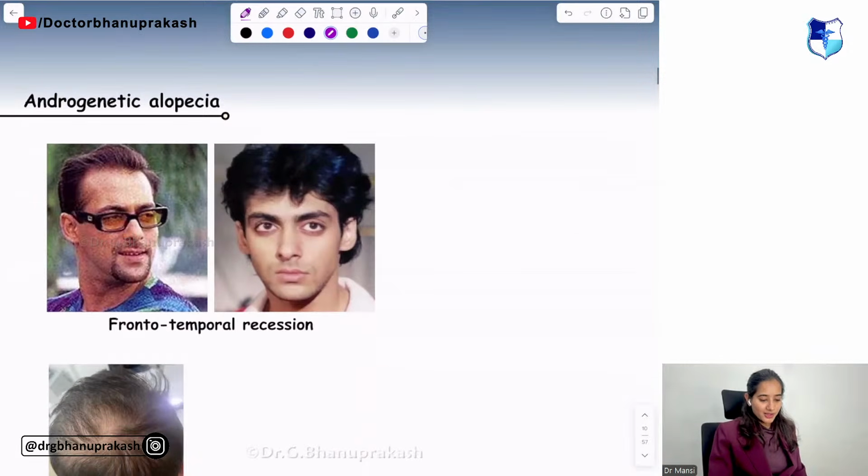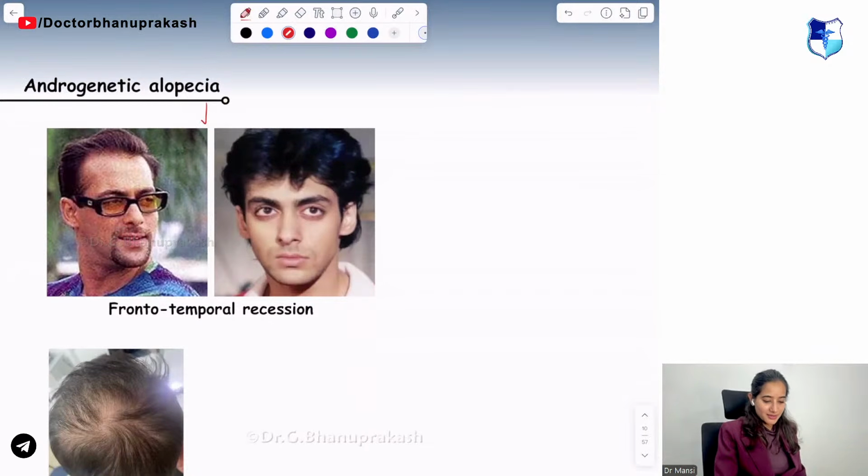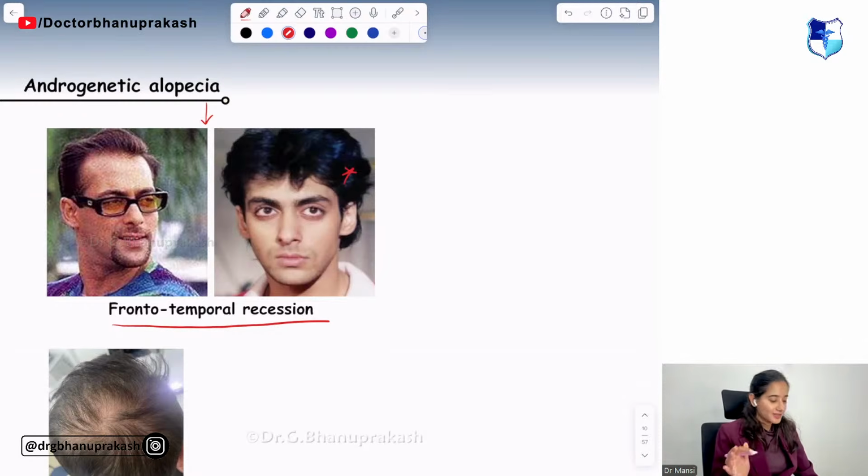Then we have androgenetic alopecia. I've taken Salman Khan's, your Sallu Bhai's, pictures. Please forgive me for this. Basically, this is frontotemporal recession, which I wanted to show you. Earlier, Salman Khan used to have very dense and thick hair, but then what happened?